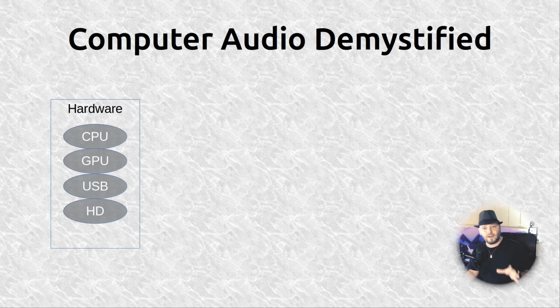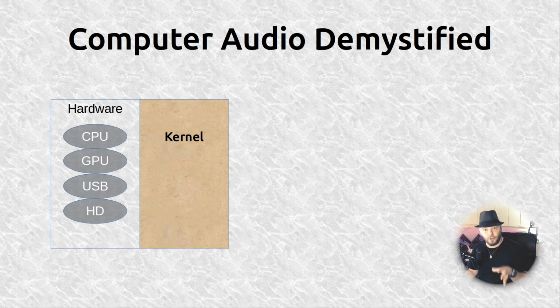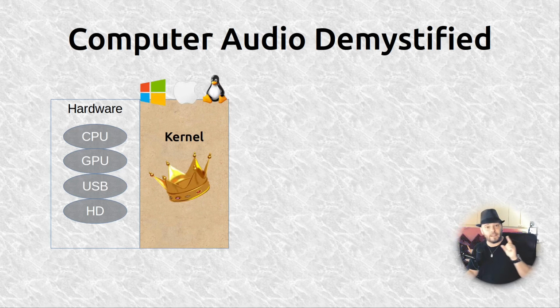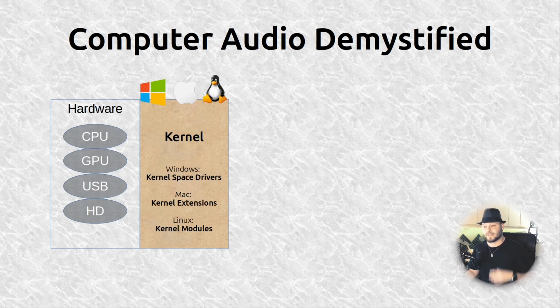So, it all starts with your hardware: processor, graphics card, USB ports, not the devices, and hard drive. There is something called the kernel, and the kernel is the lowest level that rules over all hardware. Nothing gets past the kernel. And that's true in Windows, Mac, and Linux. Now, when there are new devices, the kernel gets extended. In Windows, it's called kernel space drivers, in Mac, there are kernel extensions, and in Linux, it's kernel modules. Kind of the same thing, different name.